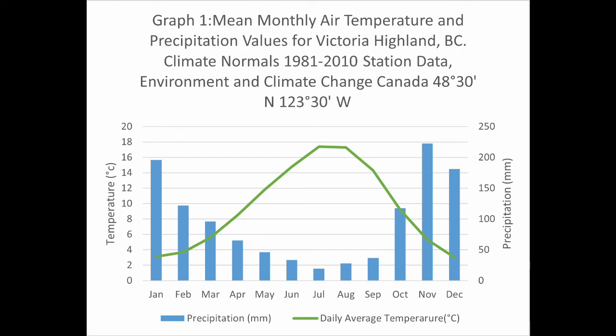Information for our climograph was collected from the Victoria Highlands. The information allows us to see that in summer months, temperatures average at about 18 degrees Celsius and drop down to an average of 3 degrees Celsius in the winter. Precipitation ranges from about 20 millimeters in the summer months to a high of 225 millimeters in the winter.